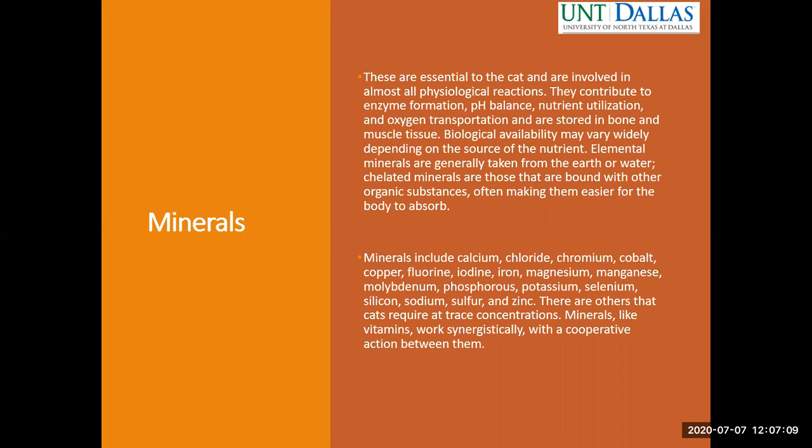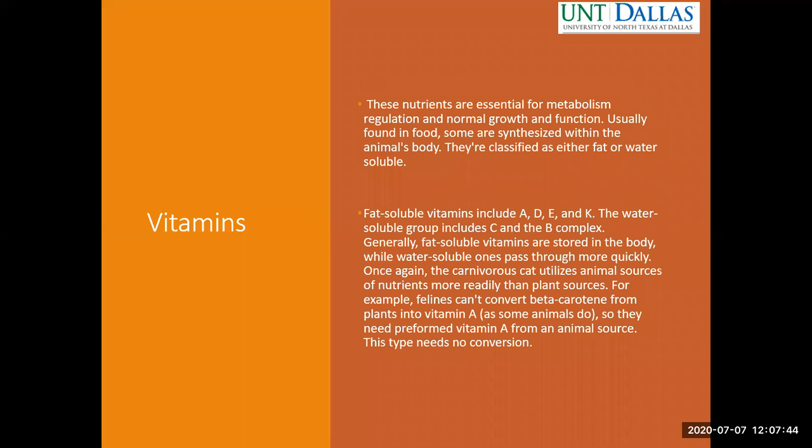The most common nutritional bone disease is nutritional secondary hyperparathyroidism, seen in kittens or young adults as a consequence of feeding a meat-based diet inadequately supplemented with calcium. Minerals include, like we already said, calcium, chloride, chromium, cobalt, copper, fluorine, iodine, magnesium, and molybdenum. There are others that cats carry at trace concentration, and like vitamins, they work synergistically, with cooperative action between them. These nutrients are essential for metabolism, regulation, and normal growth functions.